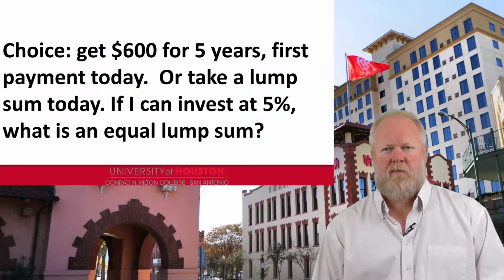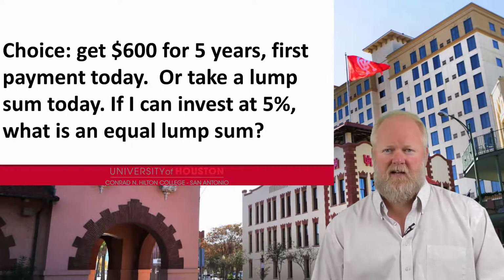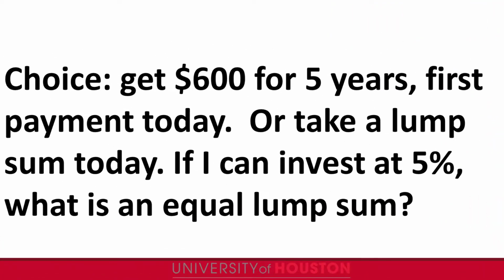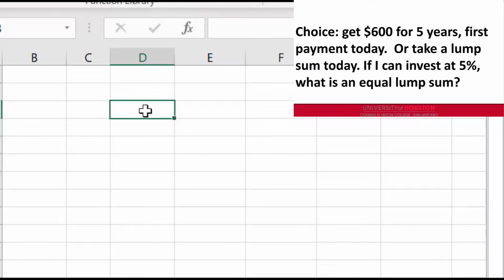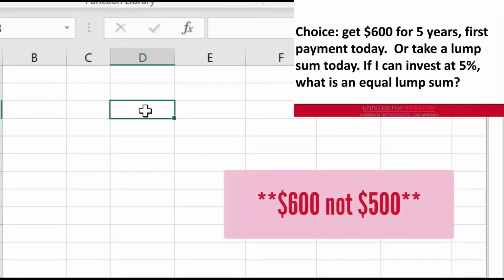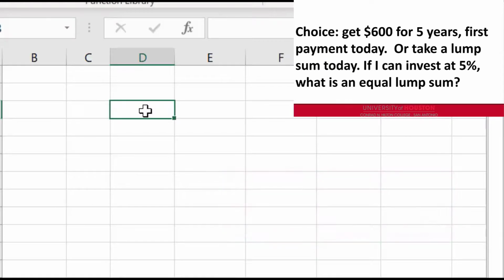Here's a choice. You could get $600 for 5 years with your first payment coming today, or you could take a lump sum today. If I could invest at 5%, what would be an equal lump sum? Okay, so I have a choice here. I can get $600 for 5 years with the first payment today, or I can get a lump sum. So I need to figure out an equivalent lump sum.